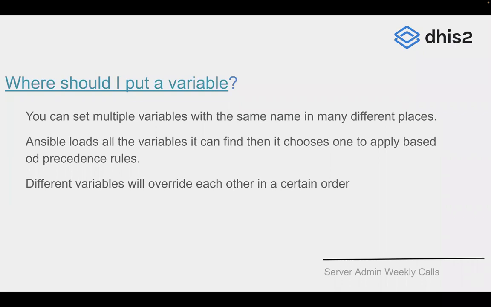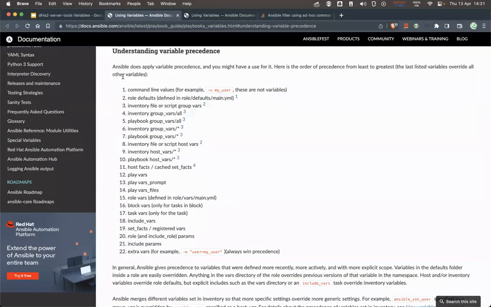There are variables that are stronger than others. The place where you define your variable determines whether it wins or loses the battle of being chosen. So different variables defined in different places will override each other. Of course, it follows some order, and this is the order that is normally followed when you run your playbook.